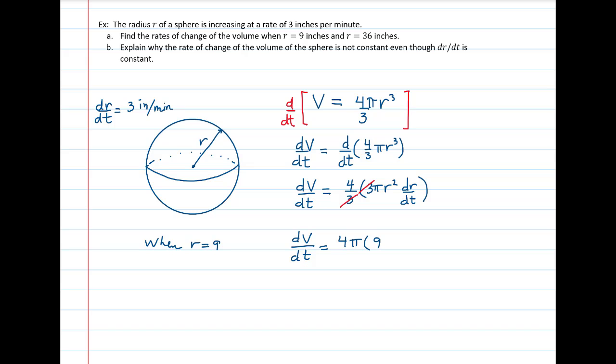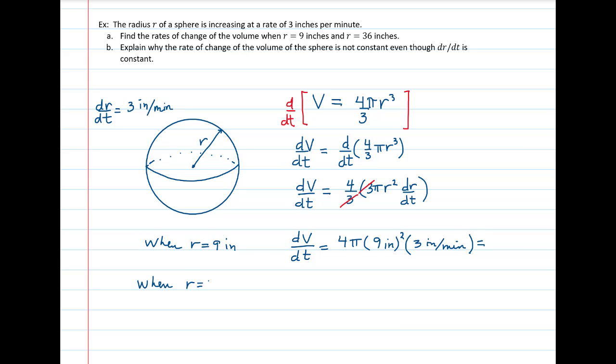First we'll do when r is equal to 9, so we plug in 9 for r here, square it, and then dr/dt is also given here. Remember, that's 3 inches per minute. Now let me add the units to our values, so that you know exactly what units to get at the end here.